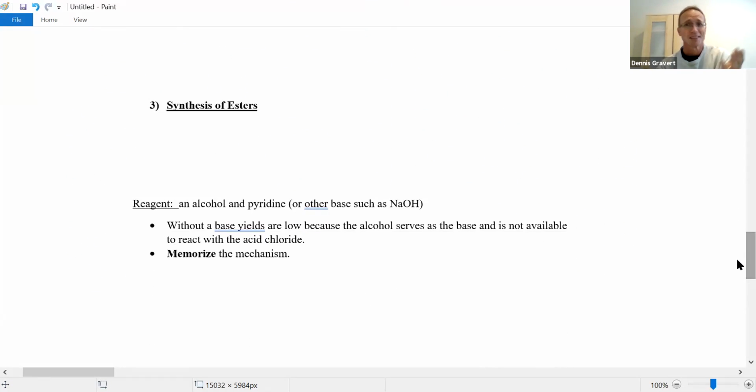Synthesis of esters. What do you think this mechanism might look like? Yeah, pretty much the same thing. It's a little different at the end, but let's draw it before we start talking about it. I'm going to start with the acid chloride. And then what do we want? We want an ester. Oh, wait, that's not how we usually format it. Usually we have the arrow right here. Sorry. So what's an ester?